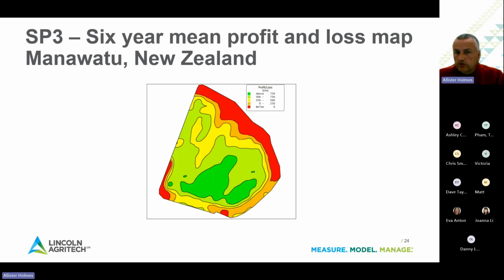What we can also do, as we've discussed, is look at a 6-year profit and loss map. By creating a gross margin for each data point for wheat and a gross margin for each data point for maize, we can then average those values to come up with a 6-year average. And you can see again that there is a significant amount of red ink showing there, which is a loss.